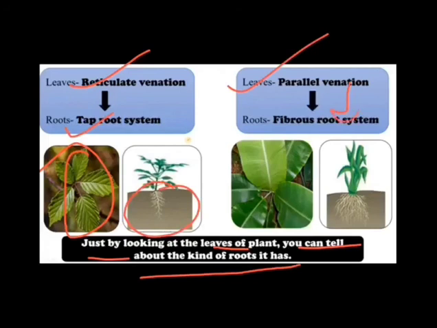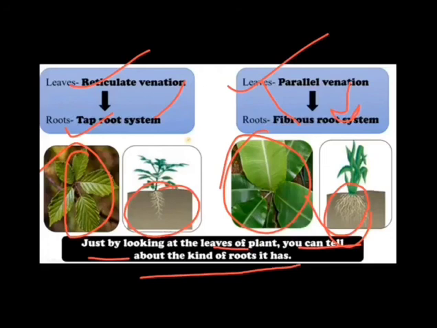Okay. So if the leaves show reticulate venation, it means they have the taproot system, and if the leaves show parallel venation, it means they have the fibrous root system. So just by looking at the leaves of the plant, you can tell the kind of root it has. You don't have to dig the soil, remove the plant and then look at the root to see what kind of root system it has.